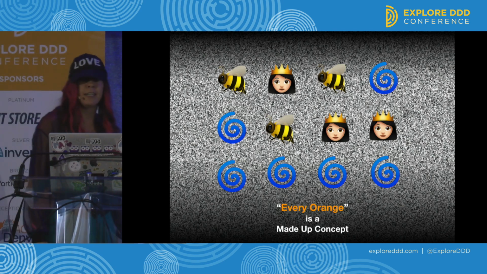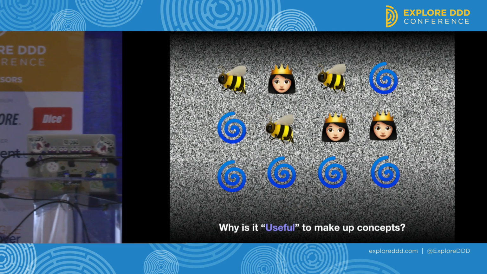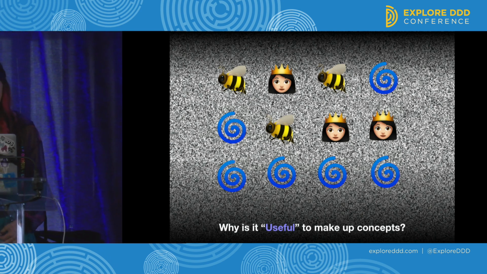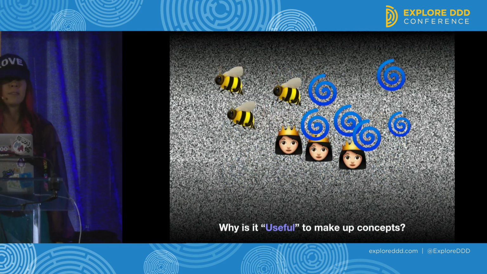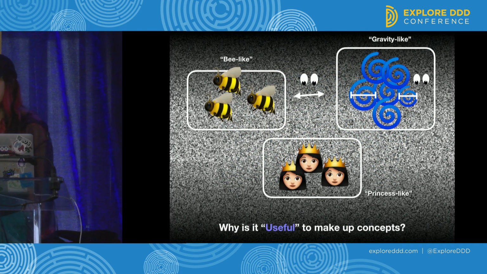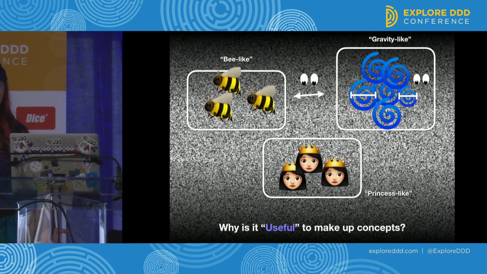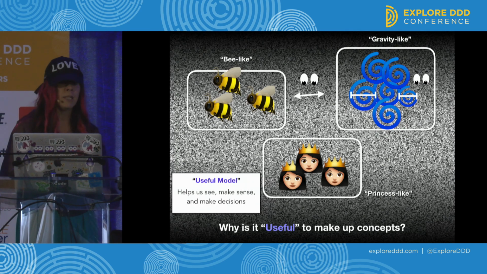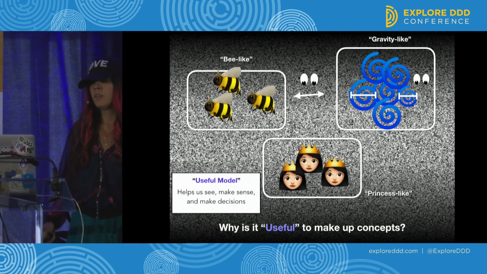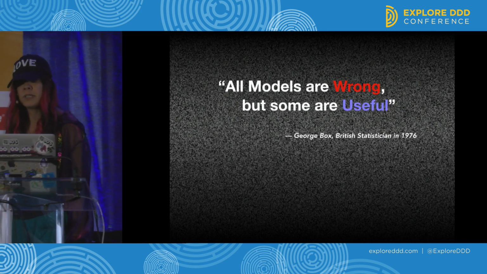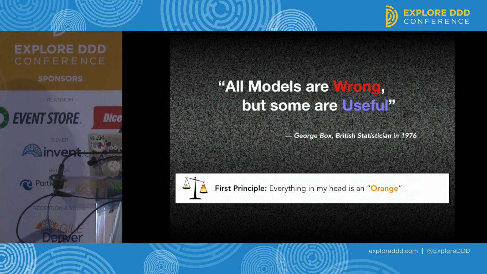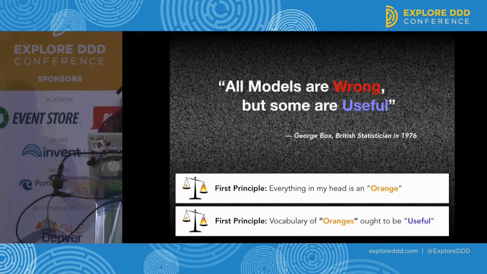All right, we have these symbols and ideas. So why is it useful to make up concepts? If you think about what we're doing here, we're organizing ideas by similarities and by differences so that we can see these things and make observations, right? So a useful model helps us see, make sense, and make decisions. So going back to all models are wrong and some are useful, another way to say this might be everything in my head is an orange, and our vocabulary of oranges ought to be useful.